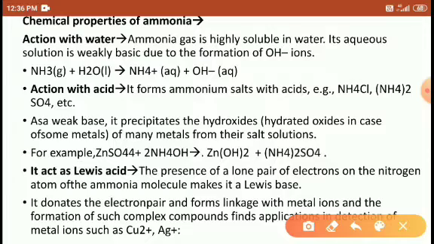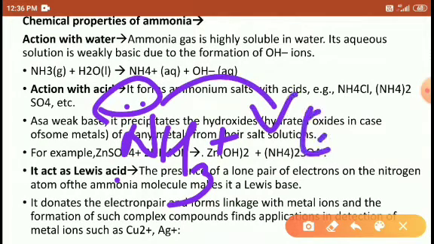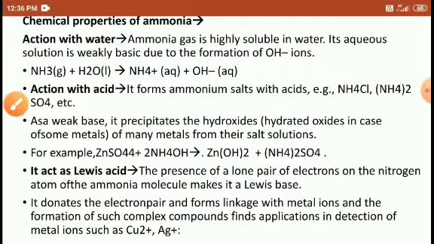So ammonia acts as a Lewis base. Lewis base means the species which donates a pair of electrons. So the ammonia contains this one pair. Any species which shares one pair of electrons with some other element, the other element we call a Lewis acid. Right, friends? Lewis acid.